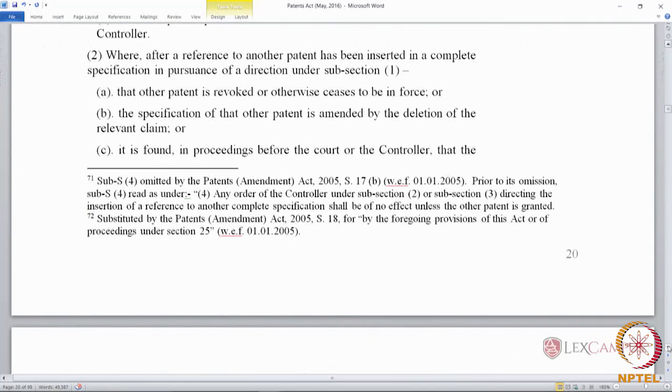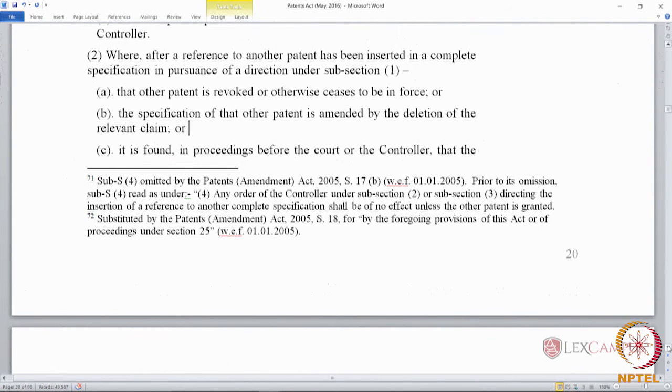19(2), where after a reference to another patent has been inserted in a complete specification in pursuance of the direction under subsection 1, A, the other patent is revoked or otherwise ceases to be in force. Now, in 19(1), the applicant will only tell the controller that there is a possibility that it can be revoked, but here in 19(2), it was actually revoked or it ceased to be in force. Either the renewal fee was not paid or it reached its expiry time and it got expired, or B, the specification of that other patent is amended by a deletion of the relevant claim.